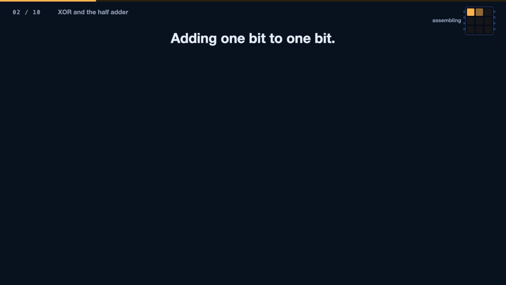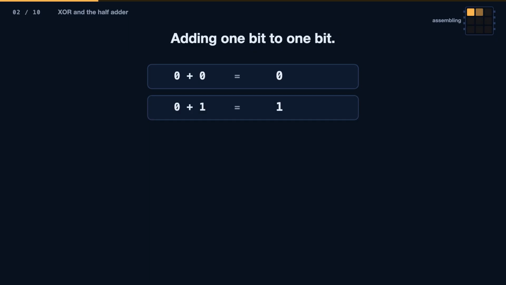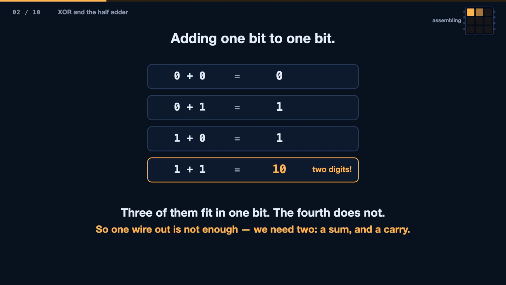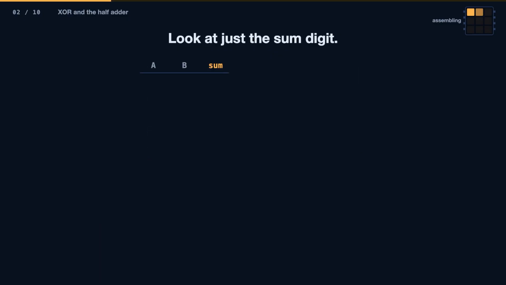Adding one bit to one bit. There are only 4 cases, so let us just do all 4 of them. 0 plus 0 is 0. 0 plus 1 is 1, 1 plus 0 is 1, and 1 plus 1 is 2, which in binary is written 1, 0, 2 digits. 3 of the cases fit in 1 bit, the fourth does not. So 1 output wire is not enough. We need 2, a sum and a carry.